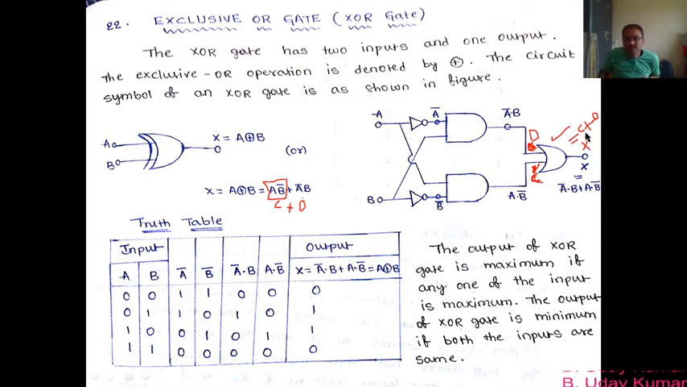So now X is equal to C plus D, where C and D are the inputs of the OR gate, and this D is nothing but A bar B, and this C is nothing but A dot B bar. So how do we get this A bar dot B? So remember, there is a dot operation here.